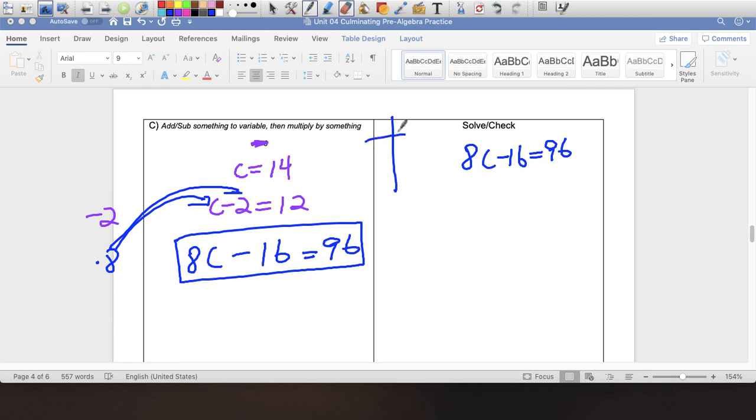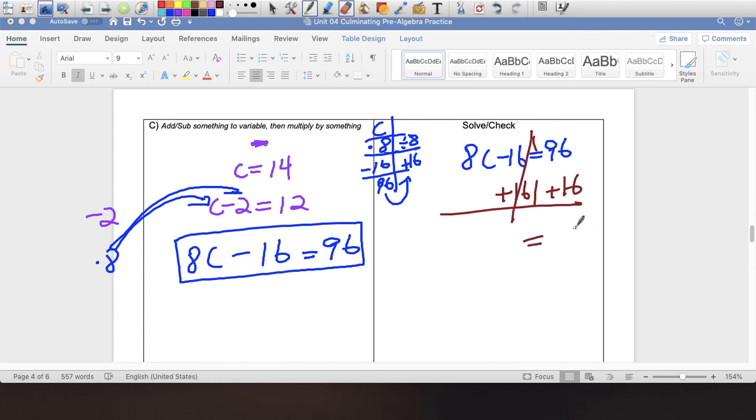So here I have my variable c, which is being multiplied by 8, then subtract 16 equals 96. Plus 16 and then divide by 8. Those are the two inverse operations I'm going to do. So plus 16, plus 16. Crosses out. 96 plus 16 becomes 112, and 8c.